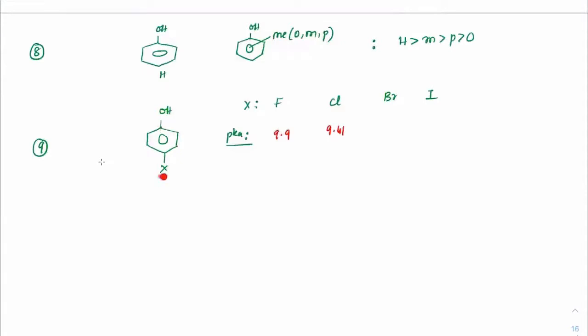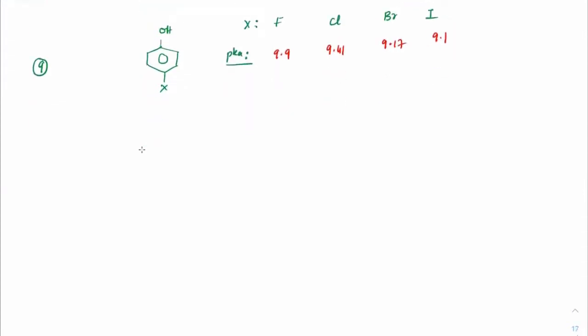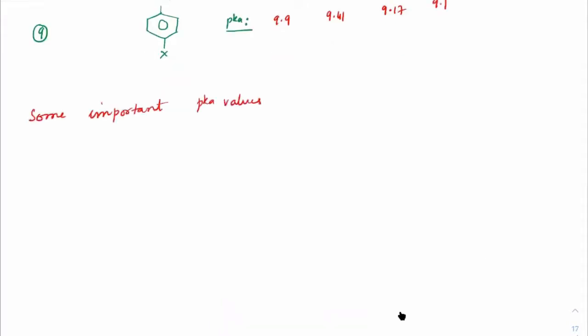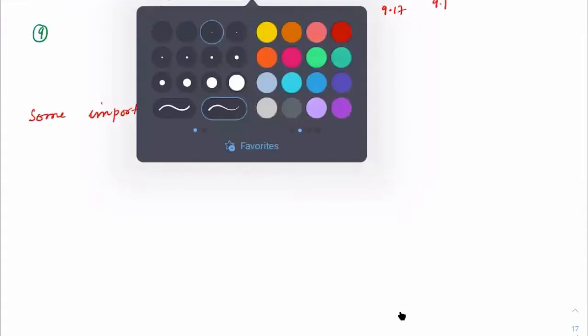Now, in case we compare fluorine, chlorine, bromine, iodine, which is more donating here? Fluorine is more donating by plus M, but slightly withdrawing by minus I. If you consider all of these cases, you will see the pK value of bromine is around 9.17 and iodine is about 9.1. So keeping iodine here will make it more acidic. Now I'll give you a few cases, some important pK values you just have to remember, and you should revise them as well.